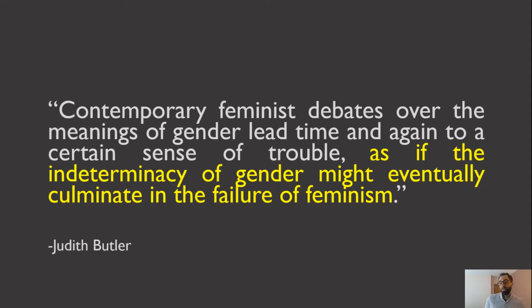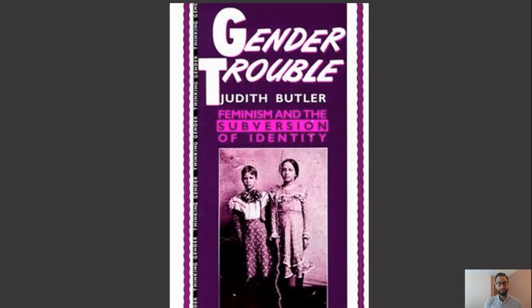Notice what she's saying here. She's saying that contemporary feminists worry, in a sense, that they might not be able to define gender in a determinate and stable way. And part of her aim in this book, Gender Trouble, is to investigate that slippery indeterminacy.